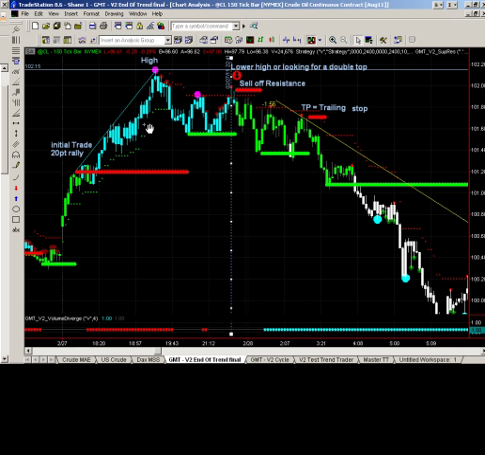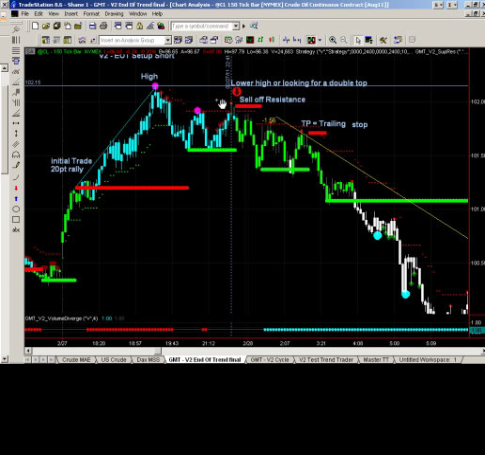So the criteria is we need at least 20 points. We need to set up a high. Price pulls back. Then we set up that resistance, either a lower high or a double top. Now you can actually specify in your strategy automation that you'll take a trade if it overshoots the high by 5 or 10 ticks, but that's up to you.